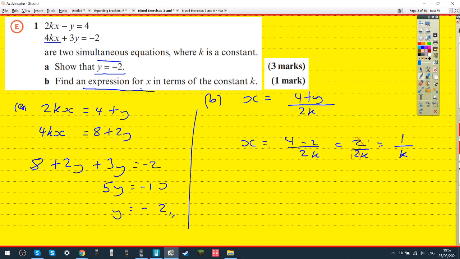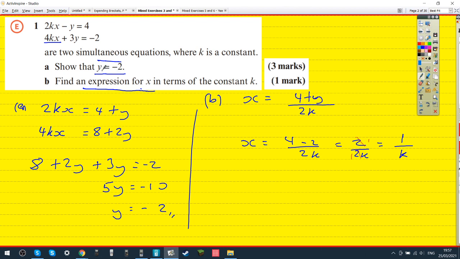This one. What is it talking about? Find an expression for x in terms of k. So it'd be x equals. And what do you know about it if it says in terms of k? It means that they want x equals, and then the equation. Yeah, it means k will be in the answer.